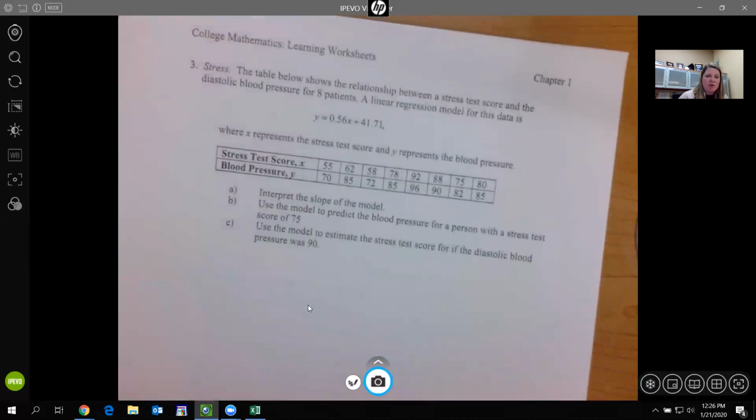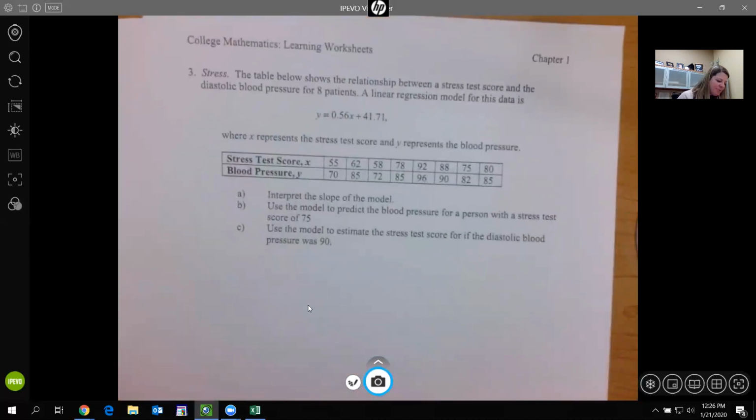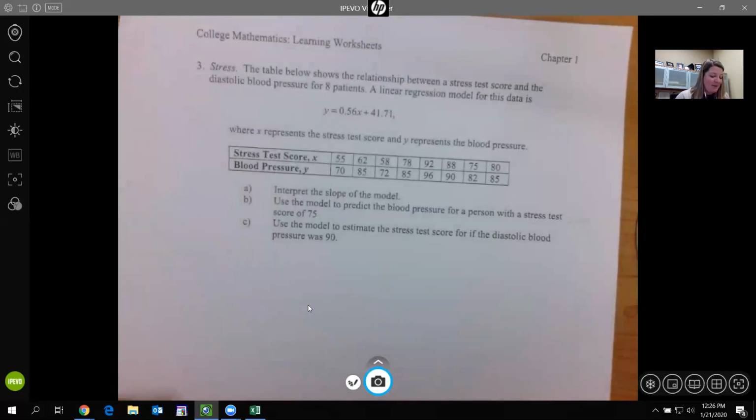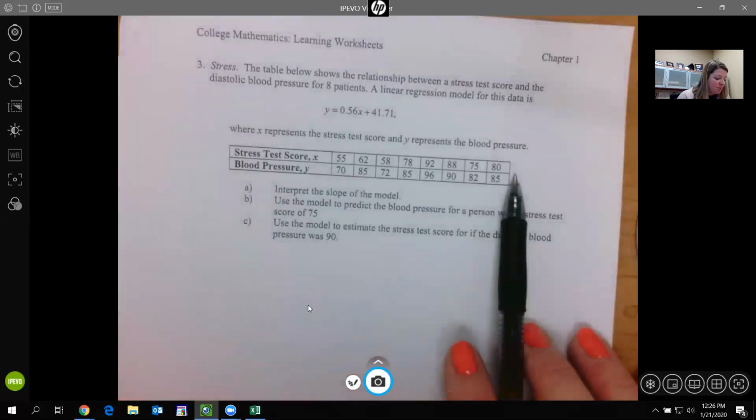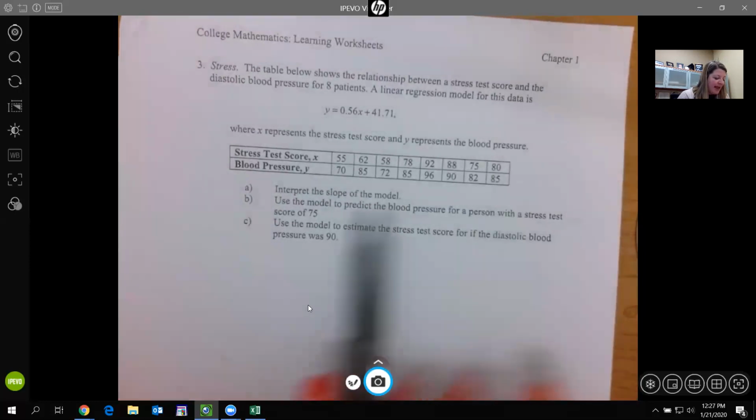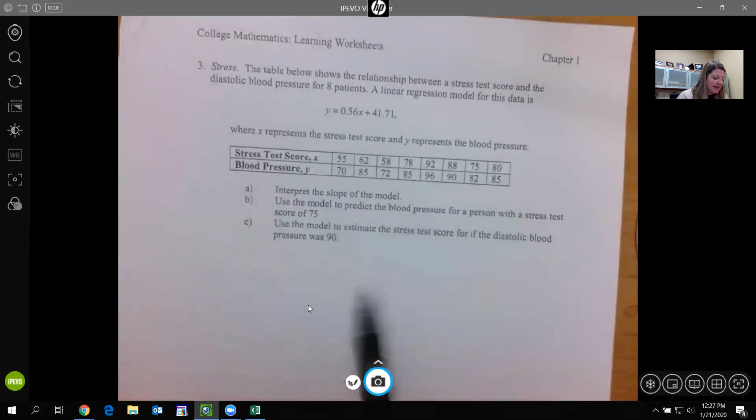This one's about stress, and it says, the table below shows the relationship between a stress test score and blood pressure for 8 patients. A linear regression model for the data is given. So they gave us the model, and then here's the data. Interpret the slope of the model, and then use the model to predict.